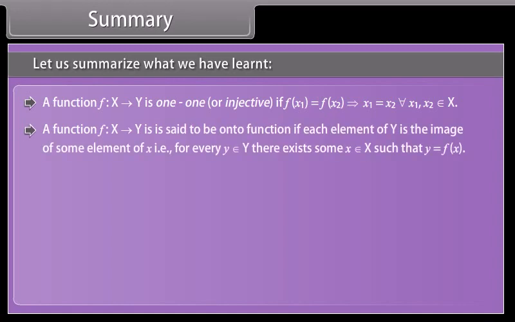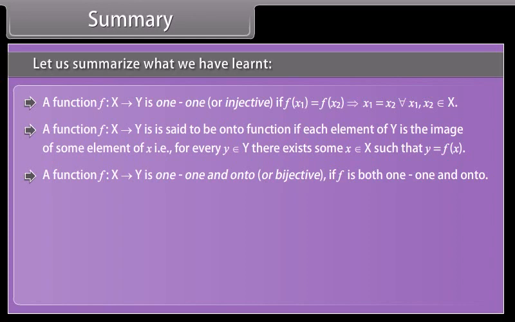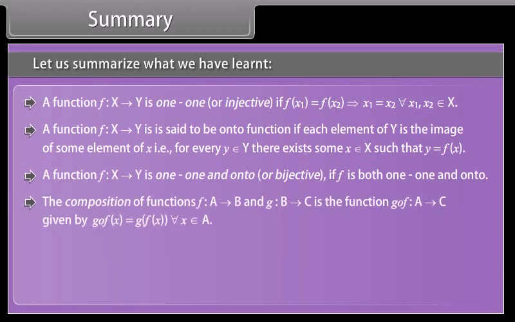A function f from X to Y is said to be onto function if each element of Y is the image of some element of X, that is, for every y belongs to Y, there exists some x belongs to X such that y equal to f(x). A function f from X to Y is one-one and onto or bijective if f is both one-one and onto.